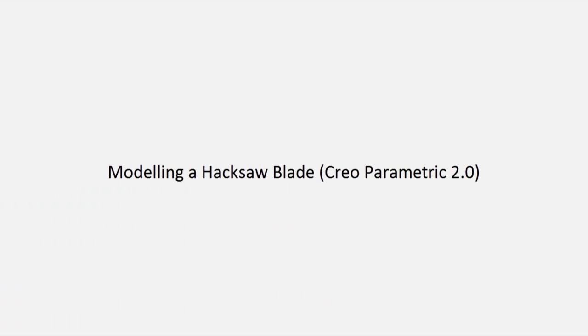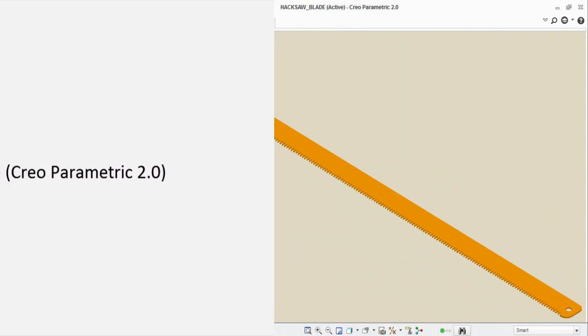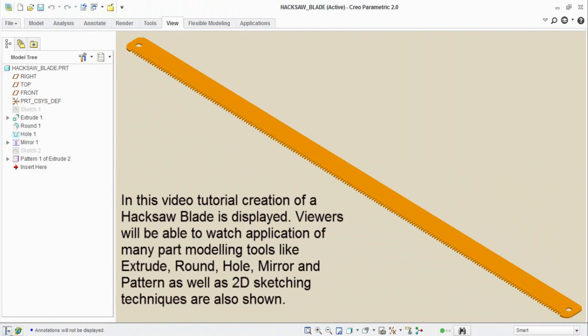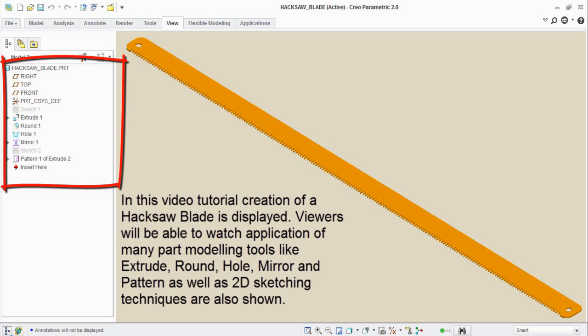Modeling a hexa blade in Creo Parametric 2.0. In this video tutorial, creation of a hexa blade is displayed. Viewers will be able to watch application of many part modeling tools like extrude, round, hole, mirror and pattern, as well as 2D sketching techniques are also shown.